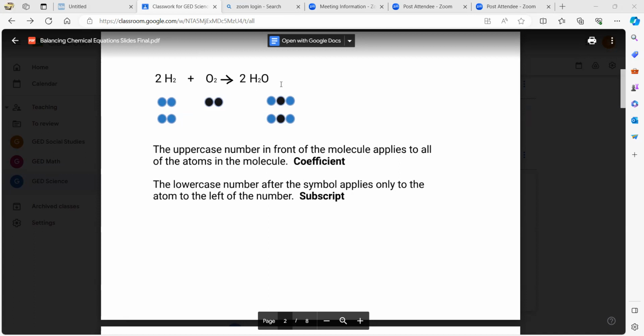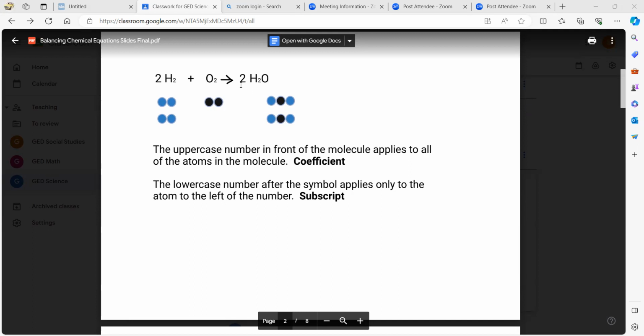Now over here, this molecule H2O, that's water. Everyone does need to know what the chemical formula for water is, and it's H2O. All right, so this 2 means there are 2 hydrogen atoms in a molecule of water and 1 oxygen atom. Because there's no number after it, that means there is 1.